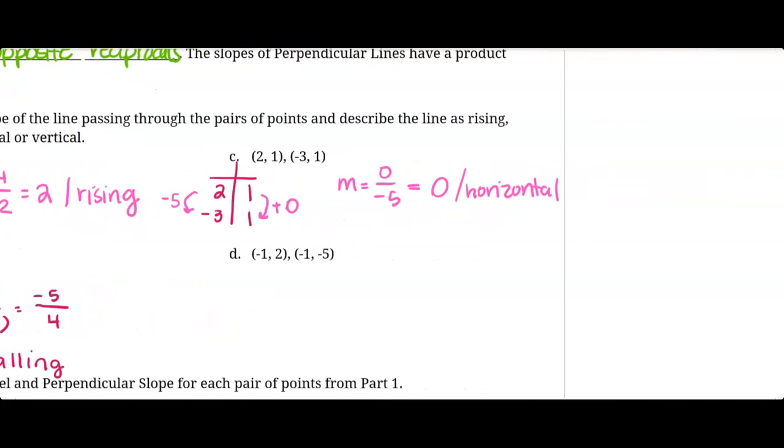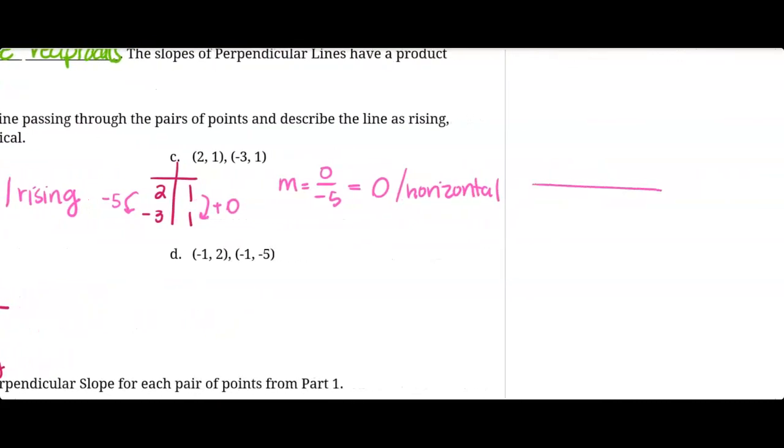So if I were to graph those 2 points, come over here and make a little graph, at 2, 1 and negative 3, 1, it doesn't go up any, it just goes straight over. When we look at D, making our table, negative 1, 2, and negative 1, negative 5.